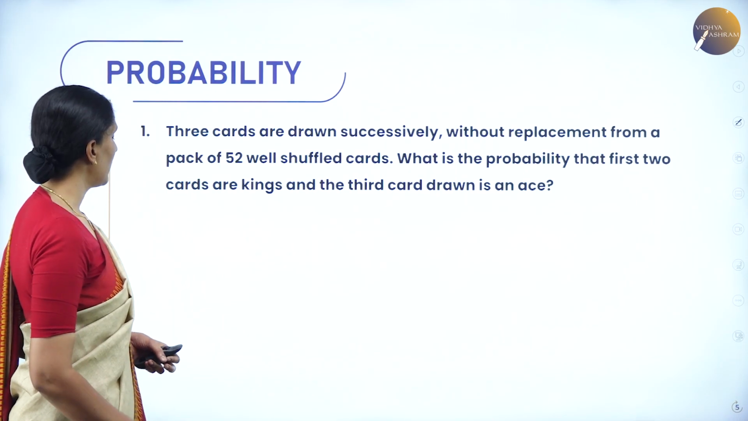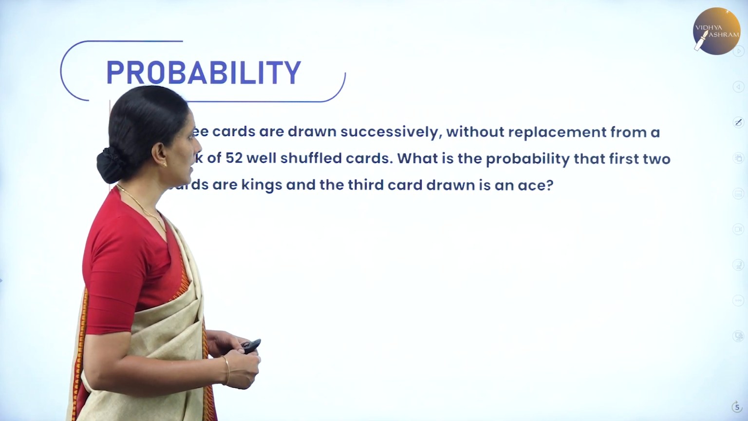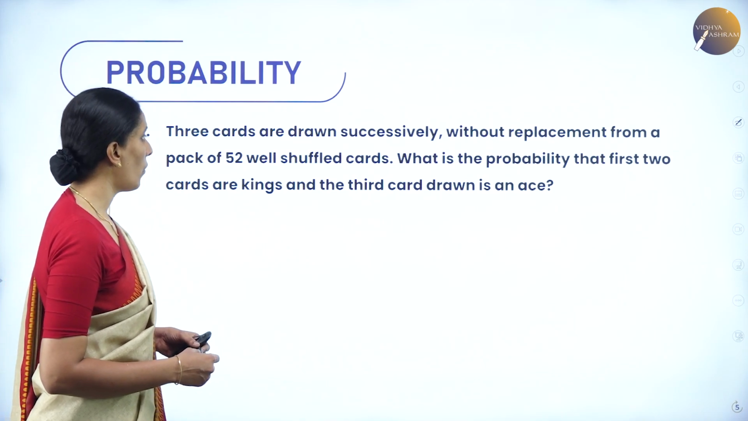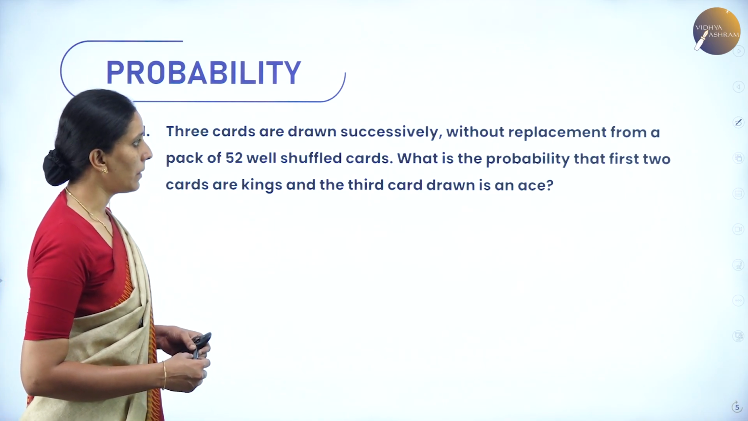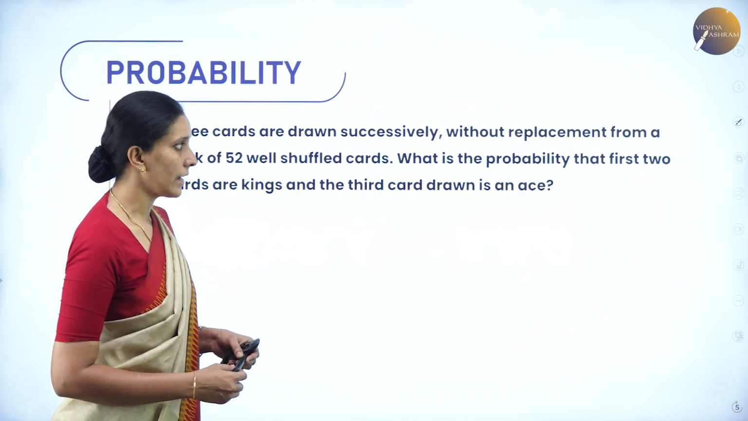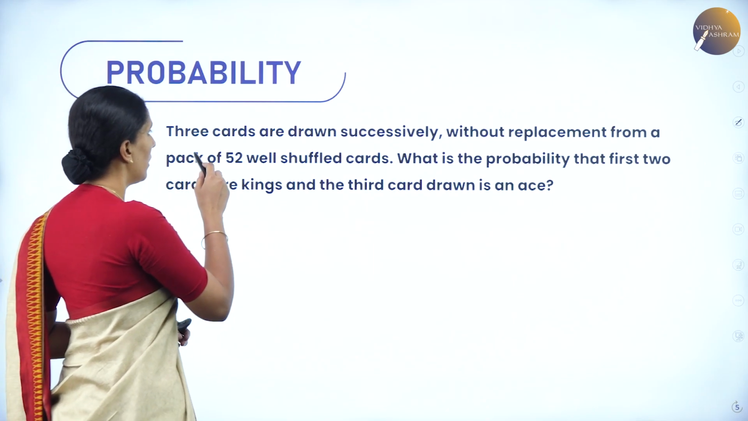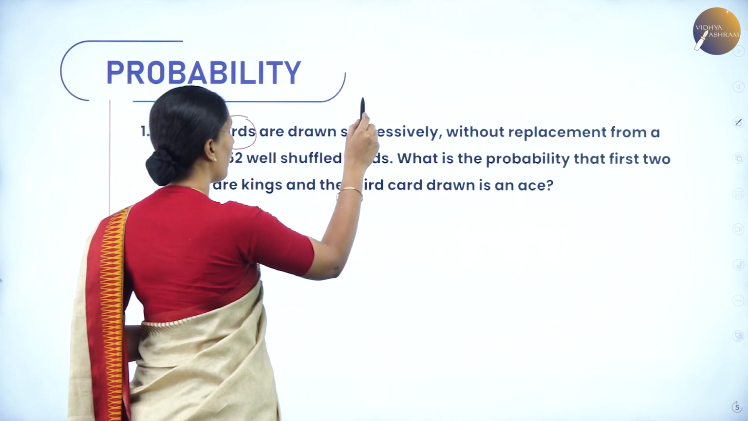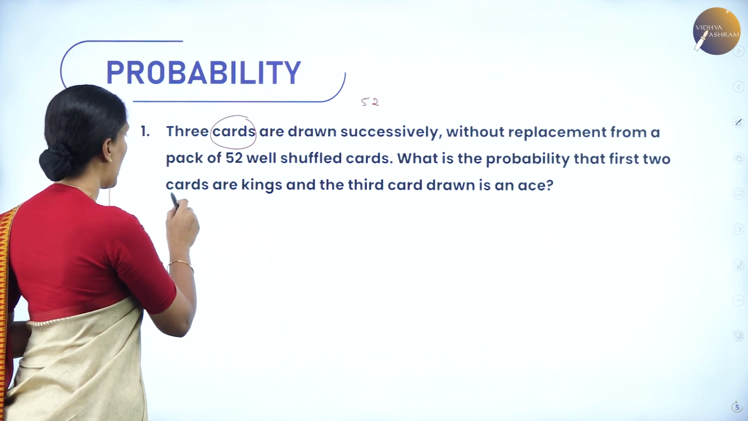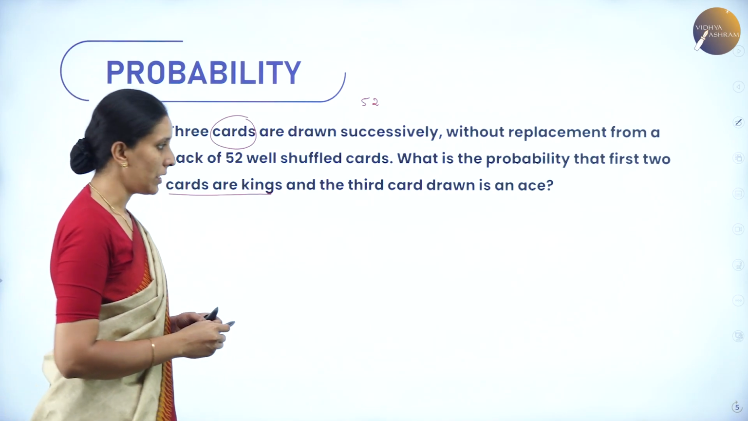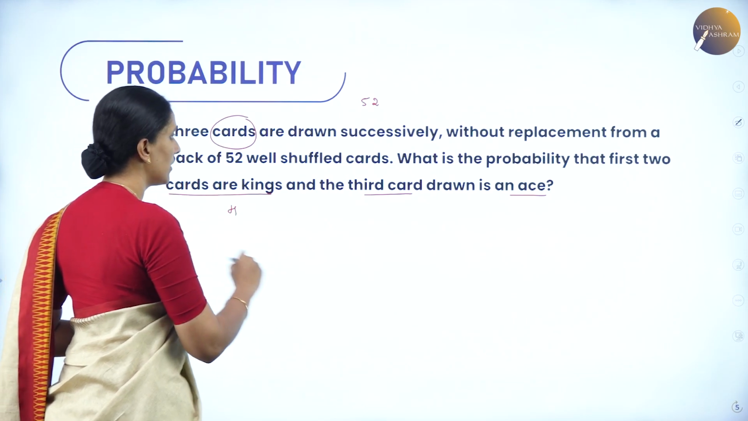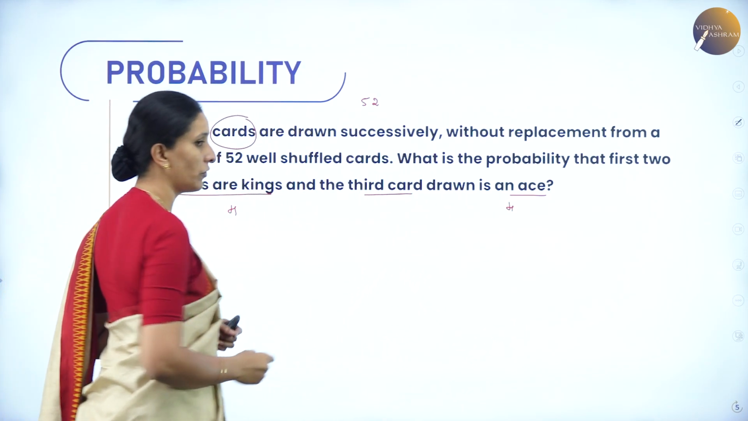Now let's take an example here. Three cards are drawn successively without replacement from a pack of 52 well shuffled cards. What is the probability that the first two cards are king and the third card is an ace? Now we know that when we talk about cards, we have 52 cards in a pack. So now the first two cards which we will take have to be king and the third card should be an ace. We know there are 4 kings and 4 aces out of 52 cards.